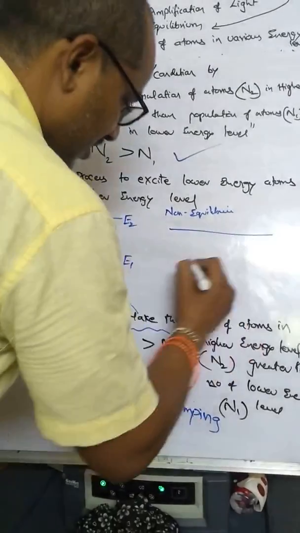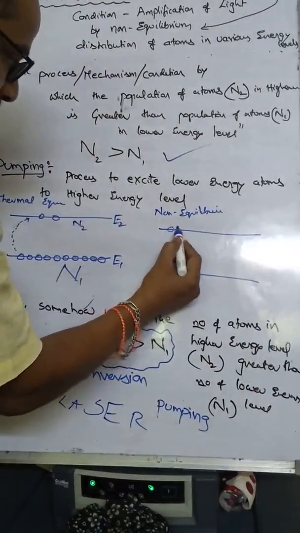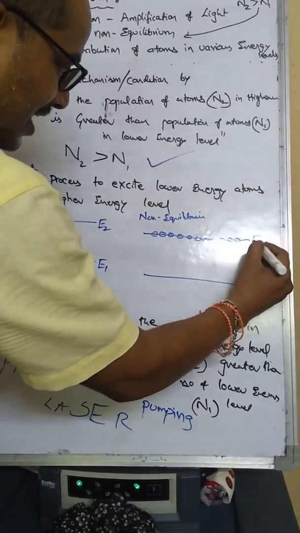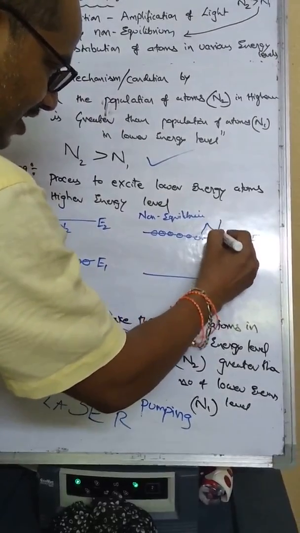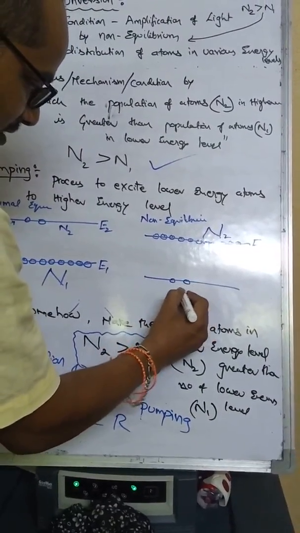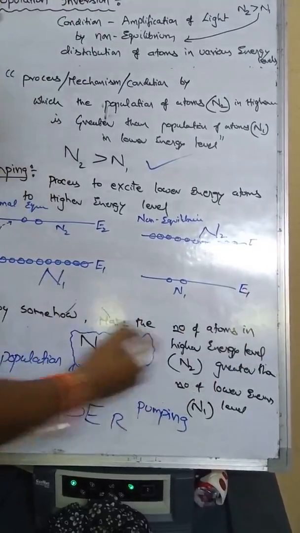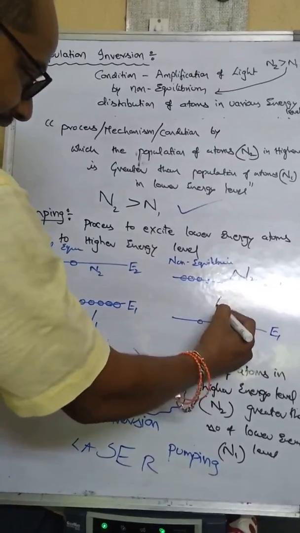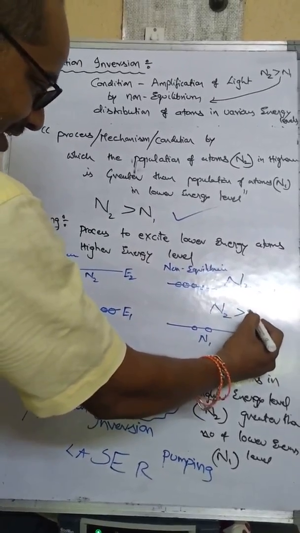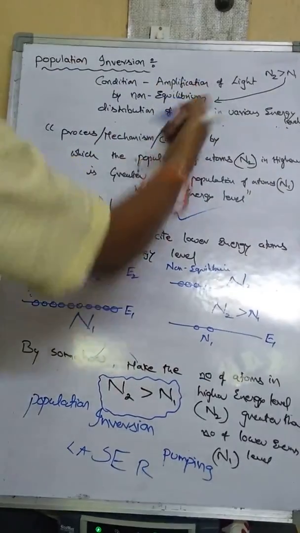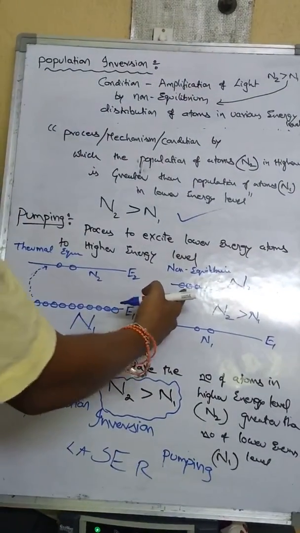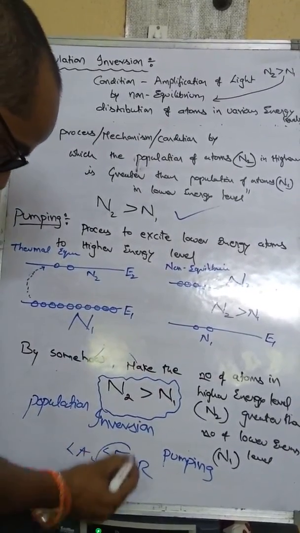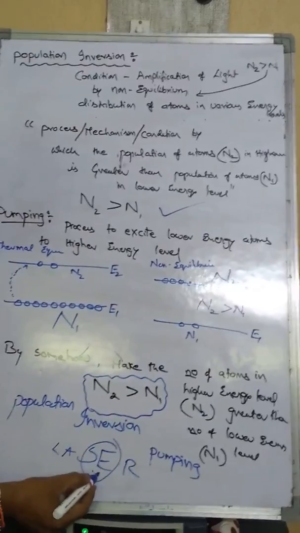After pumping is done, the atoms will be raised to the higher energy level. Now if you look at, N2 is large, and N1 is becoming very small. N1 is very low and N2 is dominating, therefore N2 is becoming greater than N1, which is an important condition for a laser. When the atoms are very high in number in the higher energy level, then there is a chance of stimulated emission to occur.